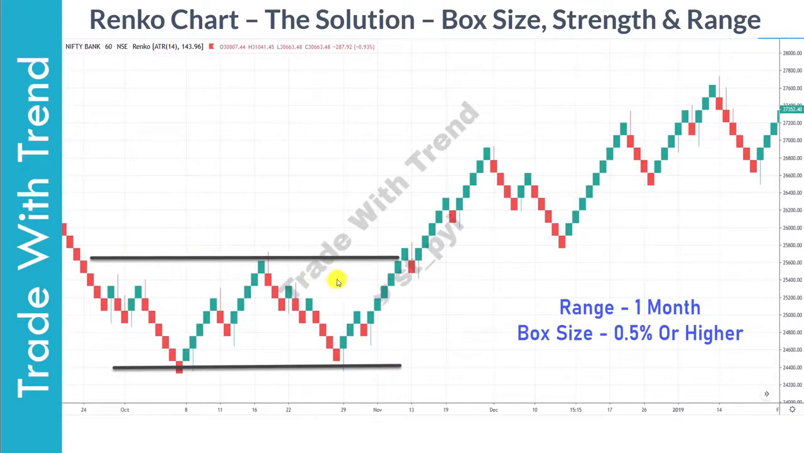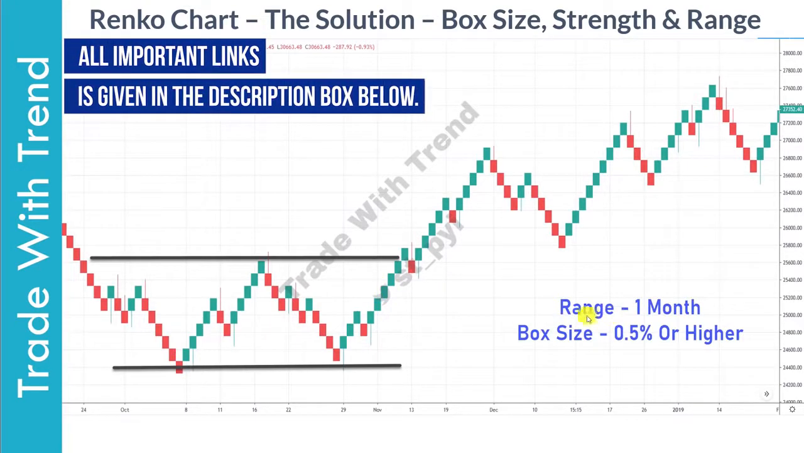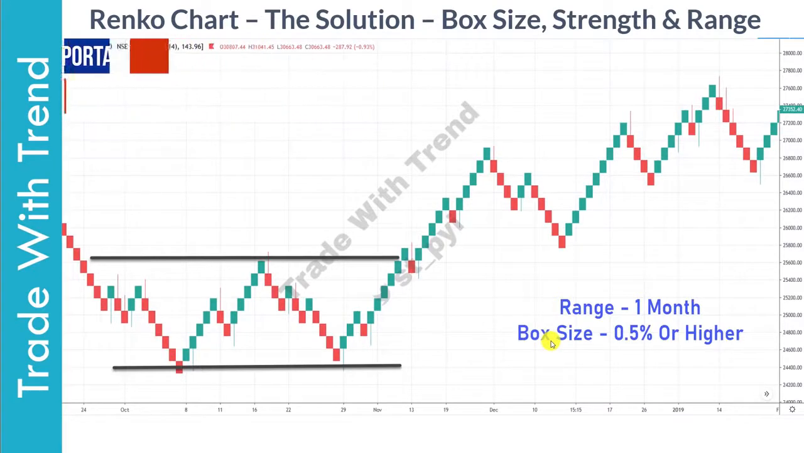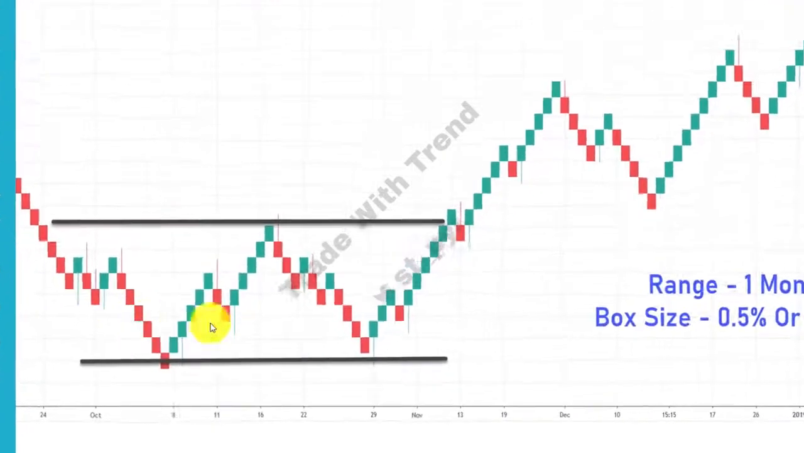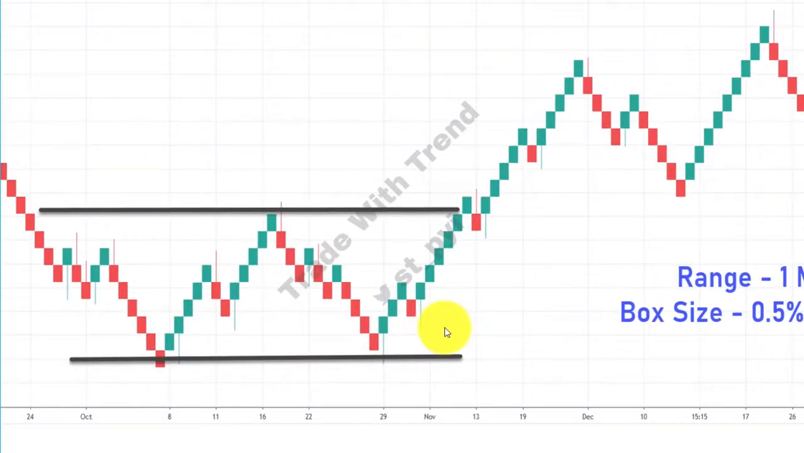So essentially, we are taking the same concept of a double top resistance or support or a triple top resistance or support. It is just that we are now defining that within a particular range and a box size. Now, this is the solution that I've found that works really well in real-time trading, and this is what you should be focusing upon. Now, in this chart, if you see, the range of support region here is over 40 days with a box size of 0.5% or higher.